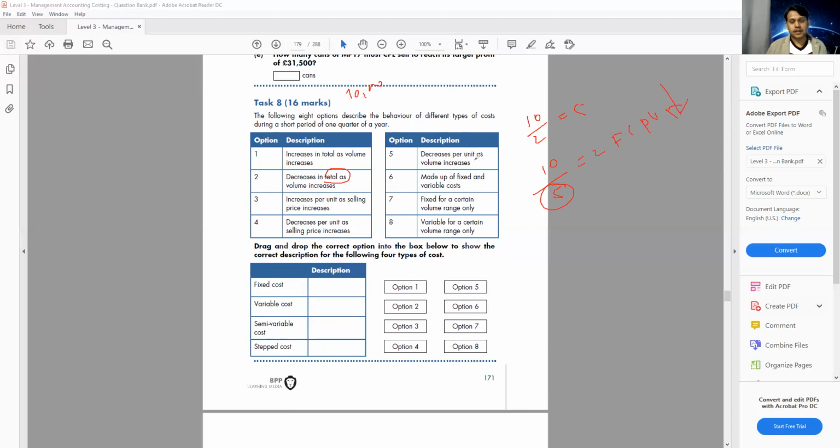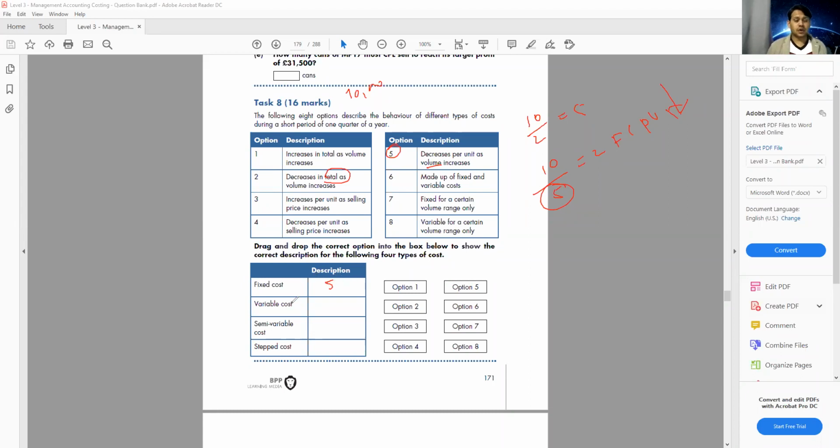Decrease per unit as volume increases? Yes, this is the one. It decreases if the volume increases. If I make more units, my fixed cost per unit will be less. So I'll say this is option number 5. You're right here, 5.